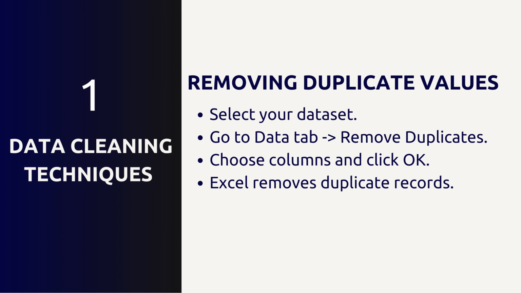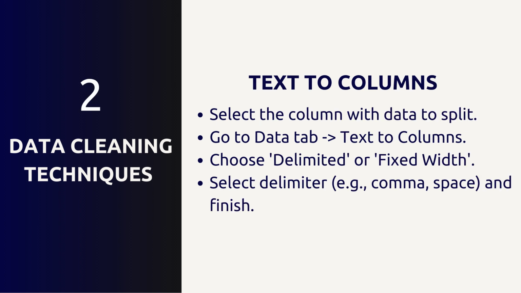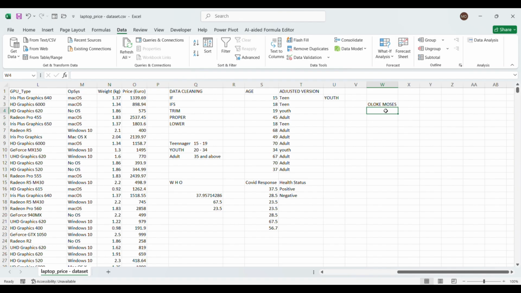The next one I'm going to discuss is what we call Text to Columns. Text to Columns is used when you have a data set that is meshed together. For instance, I have Oloki Moses, just a name and a surname, sample data. I also have Bankole Oye, and Oyeola. In this case, I'm trying to split the surname from the name.